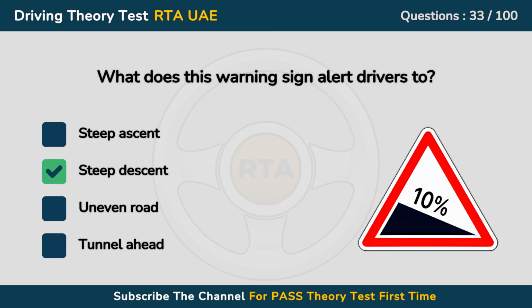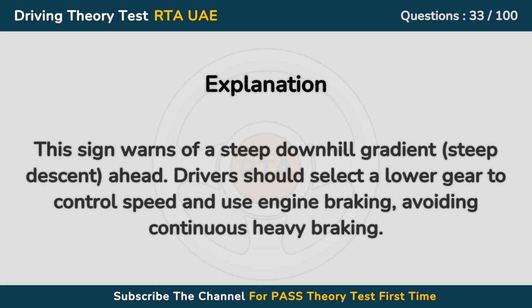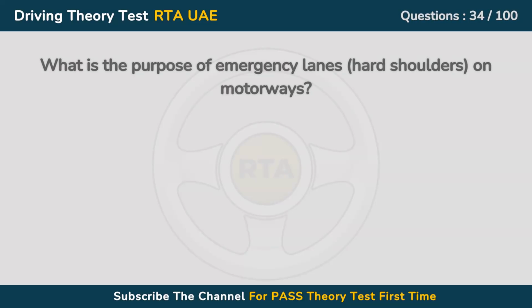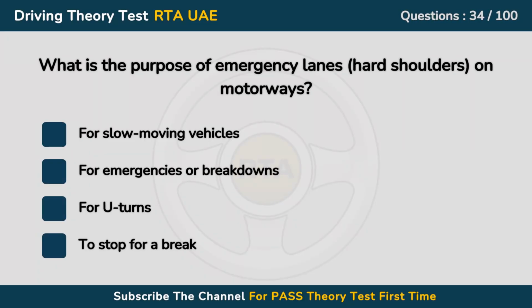Answer is B. Steep descent. This sign warns of a steep downhill gradient, steep descent ahead. Drivers should select a lower gear to control speed and use engine braking, avoiding continuous heavy braking. Question 34. What is the purpose of emergency lanes, hard shoulders, on motorways?